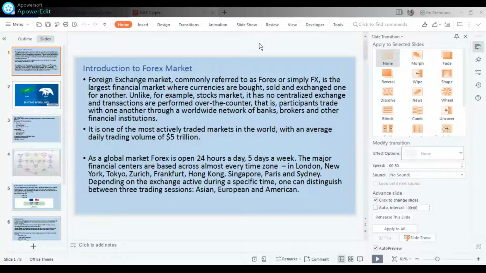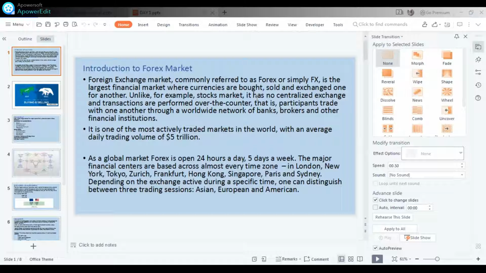So let's start. What's Forex? Forex is simply known as foreign exchange. It's commonly referred to as the largest financial market where currencies are bought, sold, and exchanged one for another. Unlike, for example, the stock market, it has no centralized exchange and transactions are performed over the counter. That is, participants trade with one another through a worldwide network of banks.